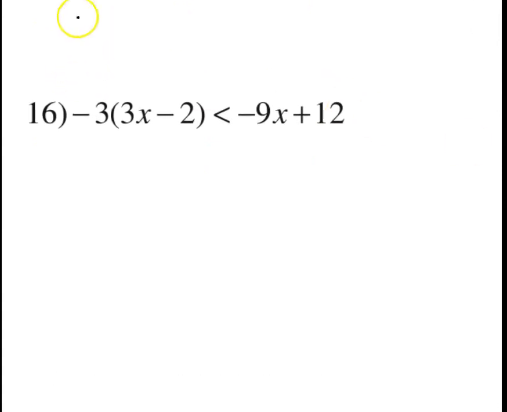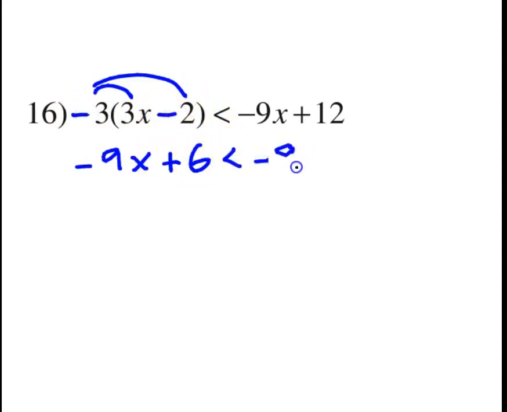Okay, so variables on both sides. And what we're going to see is a little special case on this one. We'll have negative 9x plus 6. Again, it's negative times a negative 2. That's positive 6. Okay, I'm just going to copy down the other side. Nothing to do there.